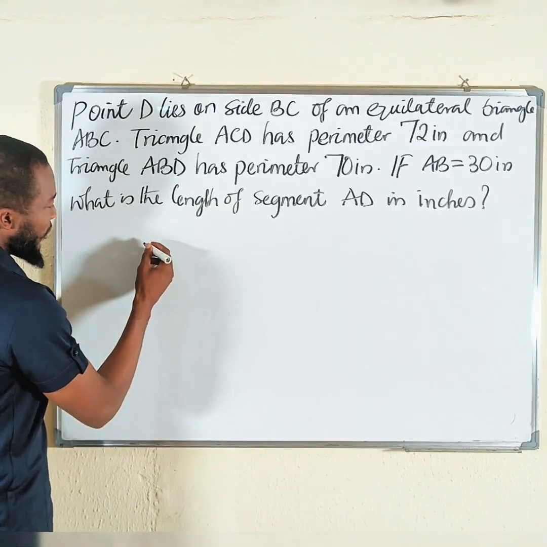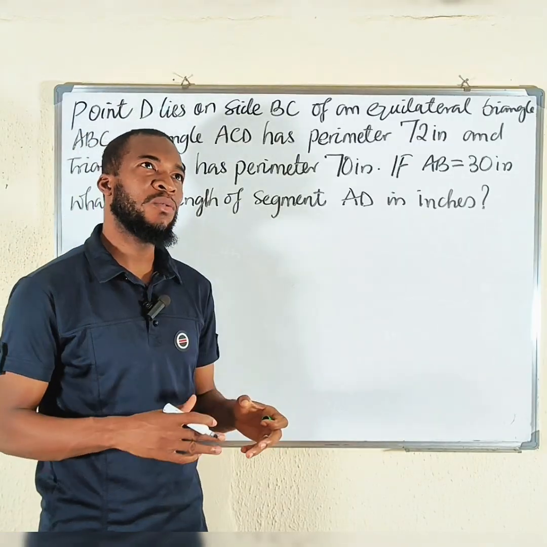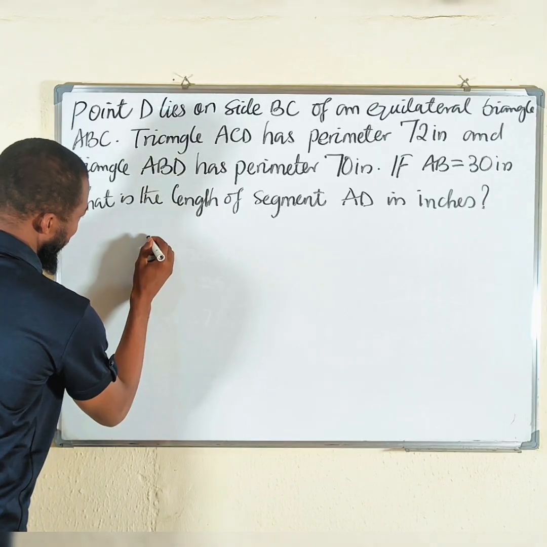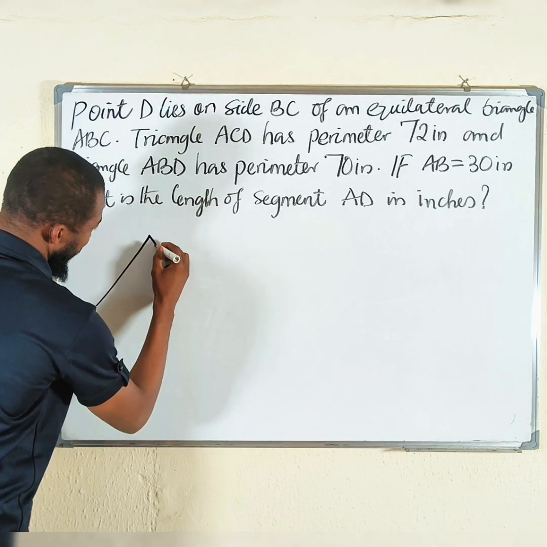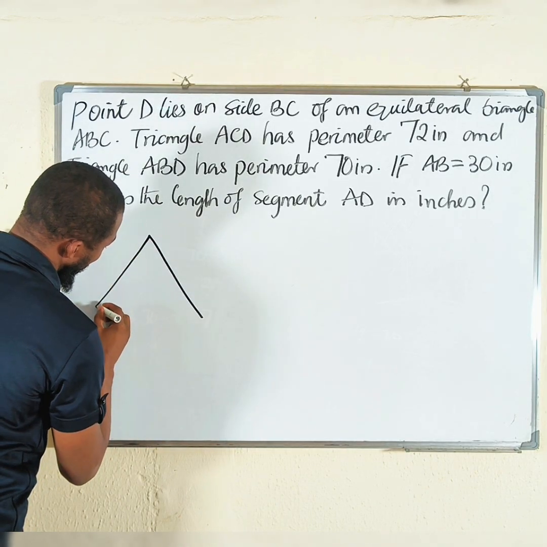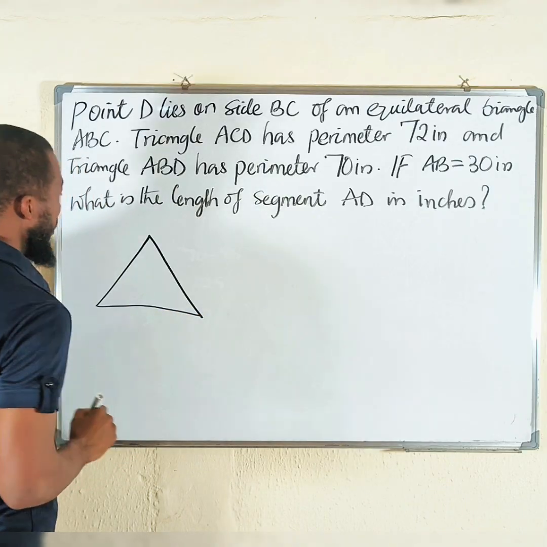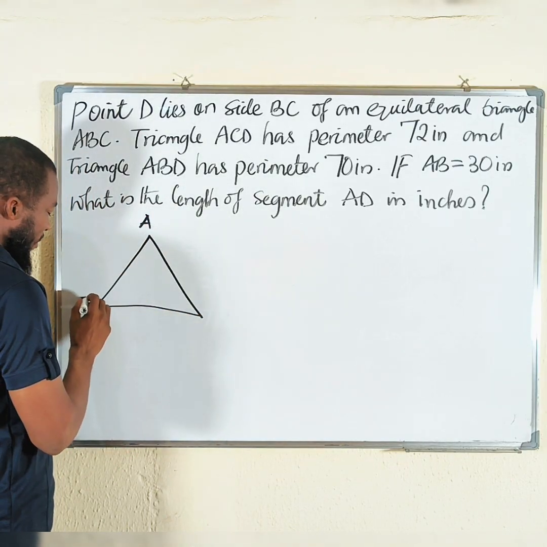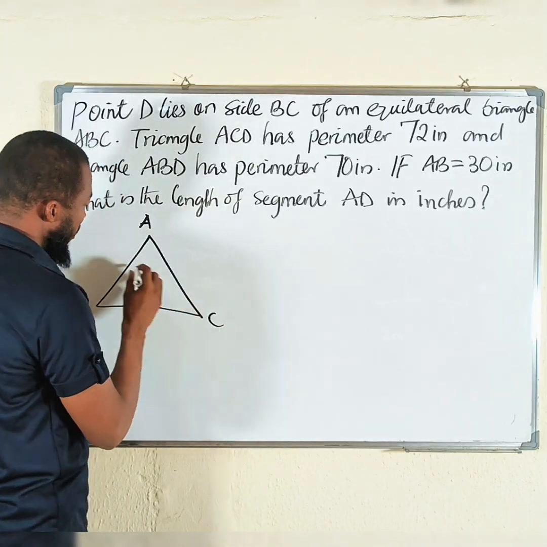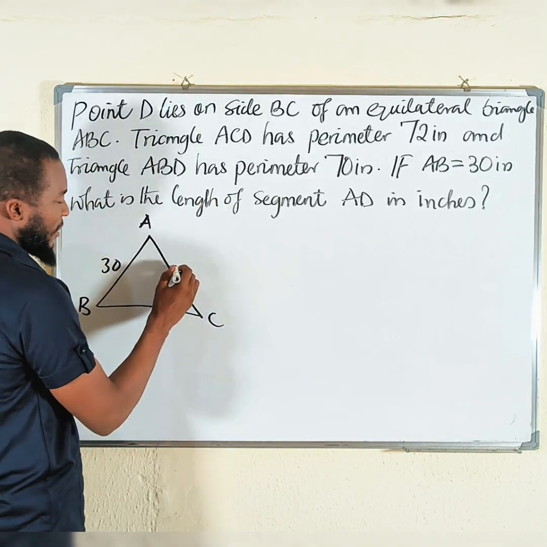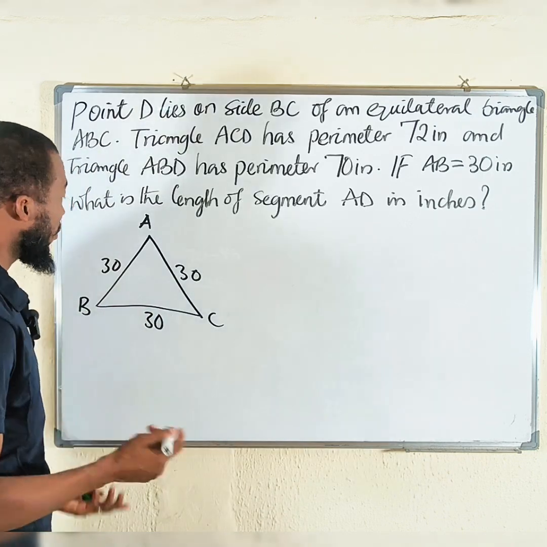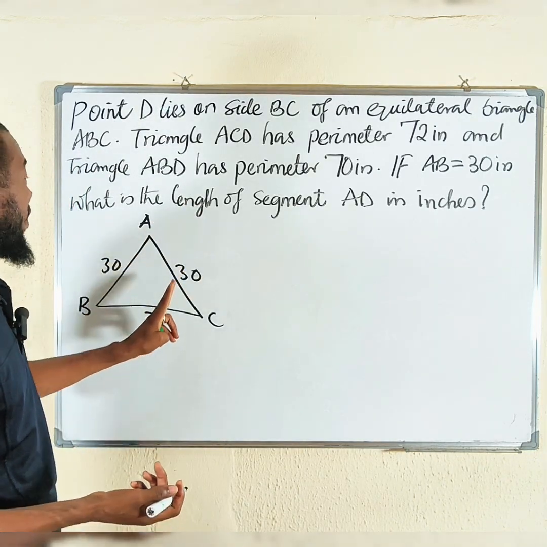All right, an equilateral triangle is a triangle which has all its sides equal. So if this is an equilateral triangle, not drawn to scale, every single side is 30 inches, right? So this is 30, this is 30, and this is also 30, right? According to the question.